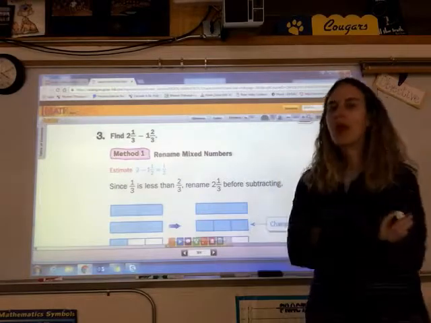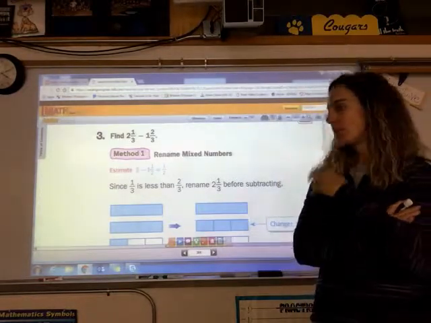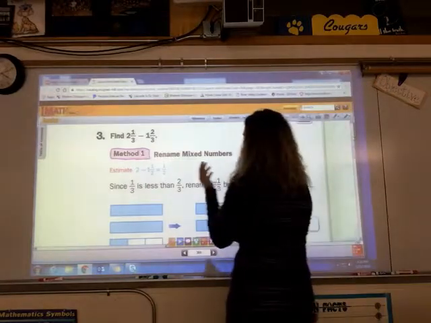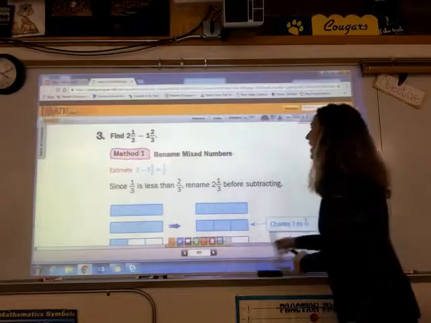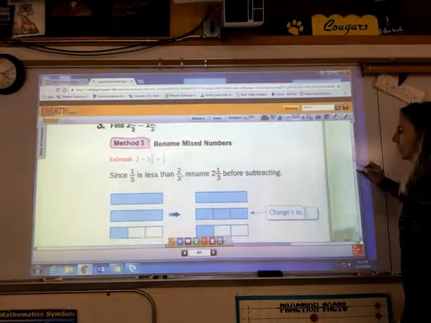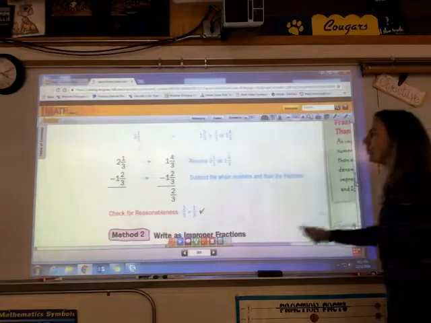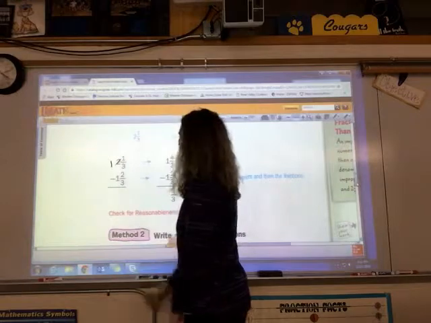Now that becomes a problem because if we try to take 1 minus 2, we're going to end up with a negative number. Okay, and so what they're going to ask you to do is to actually rename them. So technically, we're actually going to borrow from the 2. Okay, we're actually going to borrow from the 2. So I'm actually crossing this 2 out and I'm going to call it a 1.